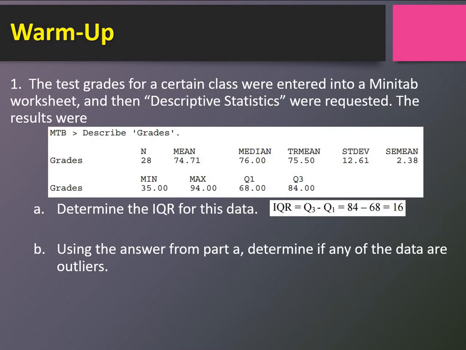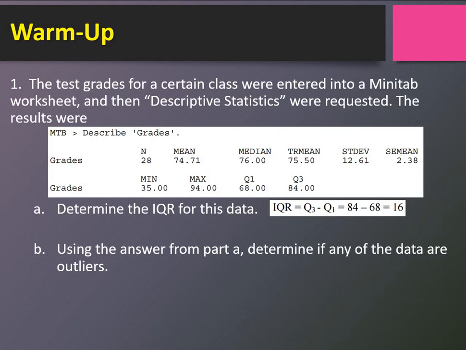So if we use this stuff here, are any of my points outliers? It's kind of an interesting question to ask, right? Can you figure out what would qualify as an outlier? How do I know if something's an outlier? Right. So the IQR is 16. What's 1.5 of that?